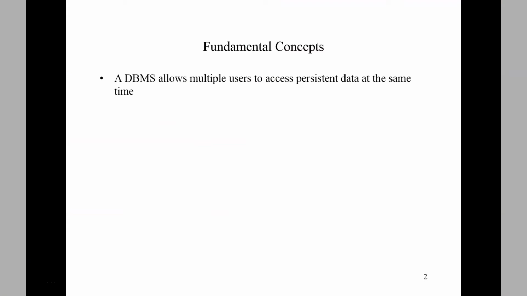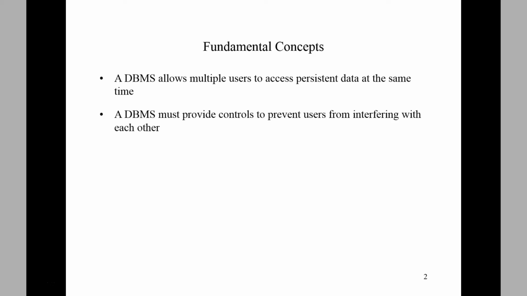So let's get started. We indicated that a database management system allows multiple users to access persistent data at the same time. Let's discuss a few of the key concepts related to transaction processing. Because a DBMS allows multiple users to access persistent data, inevitably, some users will wish to access the same data at the same time. So a DBMS must provide some kind of control to prevent users from interfering with each other. This is referred to as concurrency control.